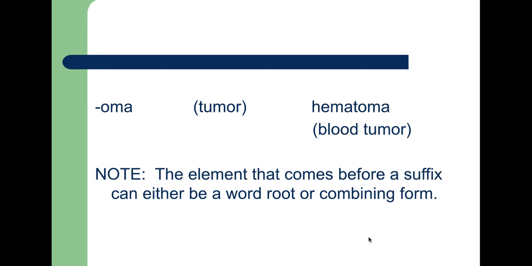There are some in the medical field that are not as easy to pronounce. So we've got oma, which means tumor. So you can see that means hematoma. And hema is the word root. That means blood. Oma means tumor. So hemat means blood. Oma means tumor. So obviously that translates to mean blood tumor.